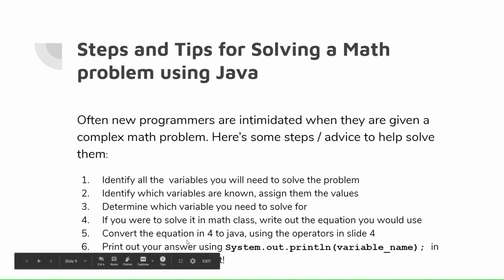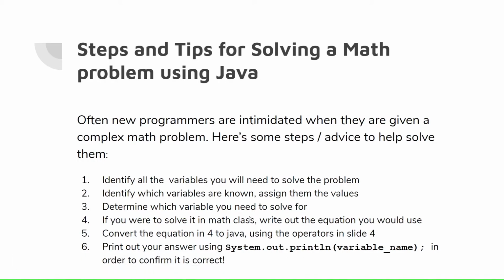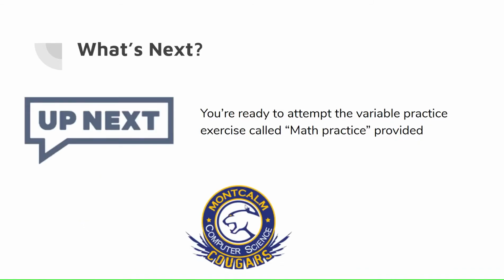If you're able to do that, then you can convert the equation in step 4 into Java. So into code using the operators and BEDMAS, using the round brackets there that is in slide 4. And then lastly, I'm printing out what the variable name is. That way I know if I got the right answer. Because if I didn't, then it'll become very apparent right there. So hopefully these steps help, because I know it can be a little intimidating at first.